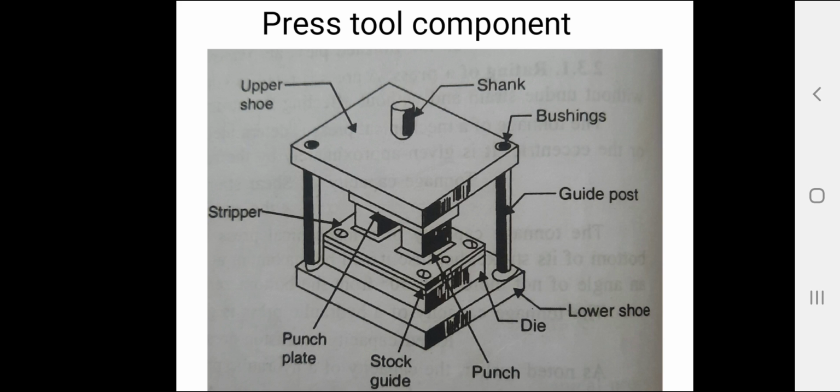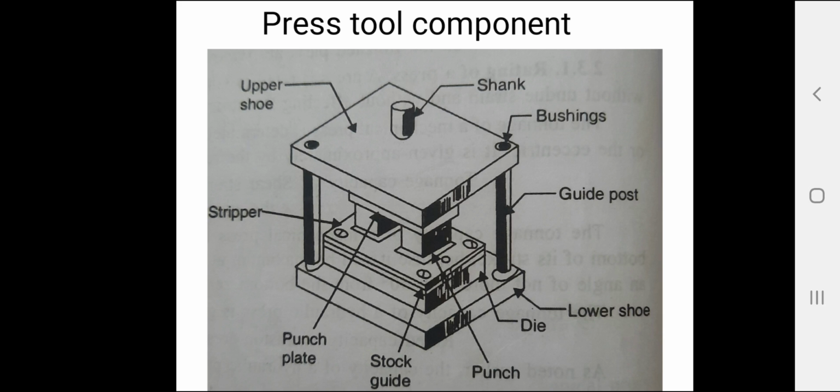Then third is the guiding components, which ensure accurate alignment of upper shoe with the die shoe in operation. So guide posts and bushings are guiding components. Guide posts also facilitate tryout of the press tool in a press. Then feeding components. These are those which feed the stock strip or blanks to the stamping station.